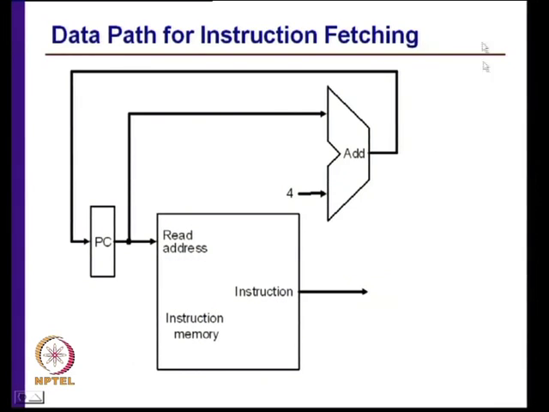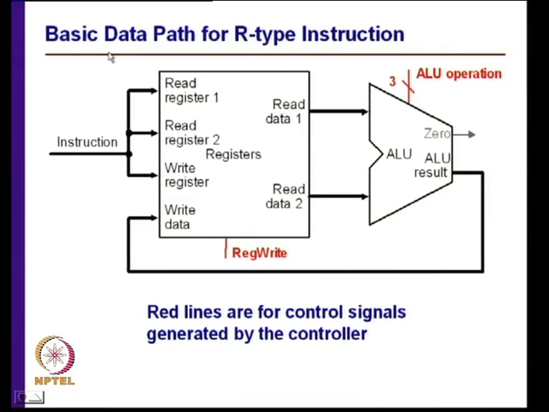So, this is for simple instruction fetching from sequential memory. Obviously, this does not perform branch or jump. For that you have to add some more data path, that I shall discuss later. So, this is for sequential fetching of instructions from the memory. Then the basic data path for R type instruction.